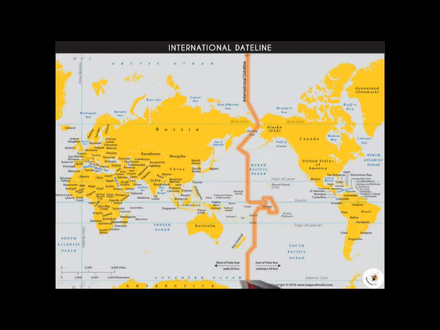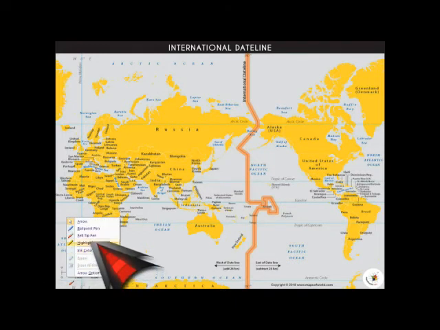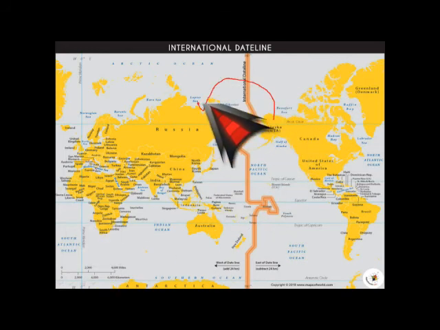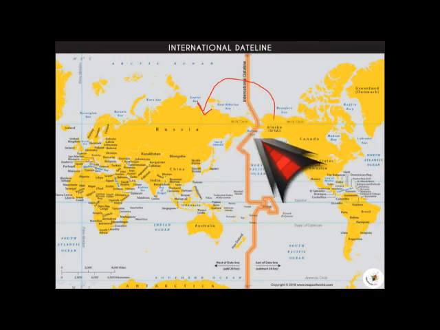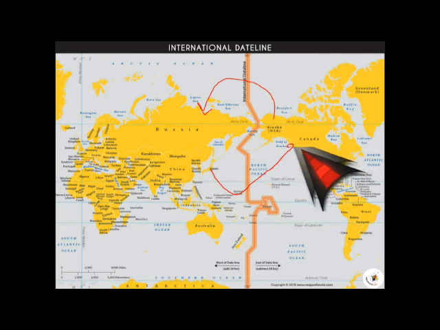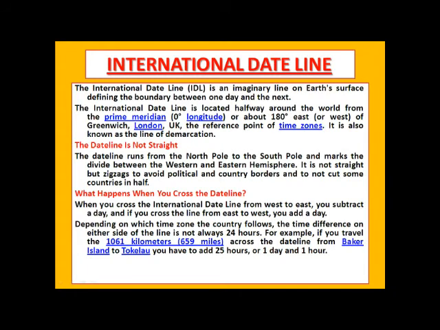Suppose you are crossing from the Alaska region coming to the Russia region, or maybe from the Japan region you are going to the Canada region. What happened at that time? When you cross an international date line from west to east, you subtract a day. If you cross a line from east to west, you add a day.